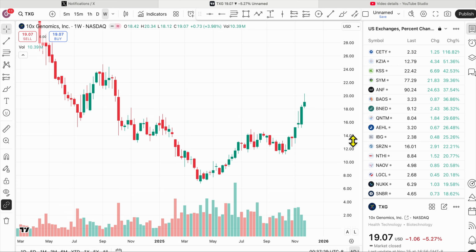Today we're going to be taking a look at the chart on 10X Genomics, the genomics company, symbol TXG. And when we take a look at the chart, as usual, we're only going to be looking at two things. We're not going to be looking at Ichimoku clouds. We're not going to be looking at MACD. We're not going to be looking at all sorts of different indicators.